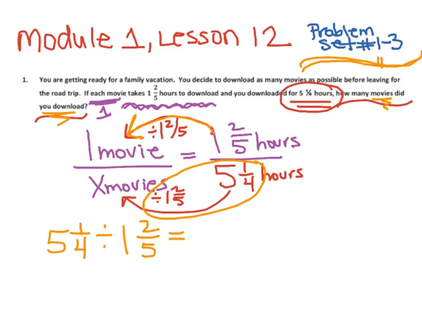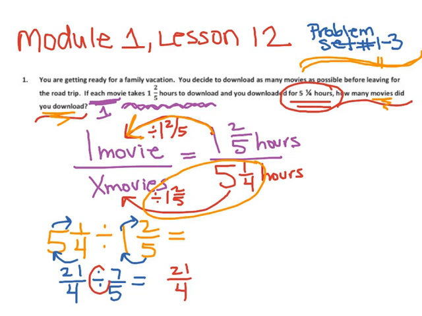Okay, so let's change our mixed numbers to improper fractions. 4 times 5 is 20, plus 1 is 21/4. Bring down the division sign. 1 times 5 is 5, plus 2 is 7, over the original denominator of 5. Since we are dividing, we have to do keep, change, flip. Keep 21/4, change division to multiplication, and flip 7/5 to 5/7.